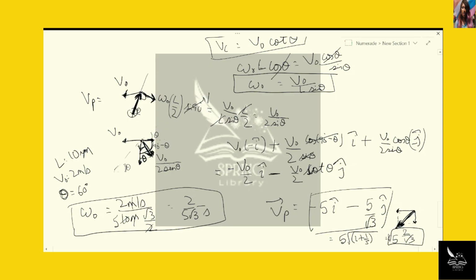So this is how, by separating motions into translation and rotation, you can figure out omega naught, and you can figure out the velocity of any point, actually, if you know the distance from the fixed point you have chosen.